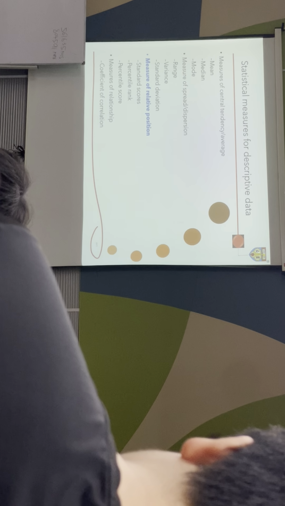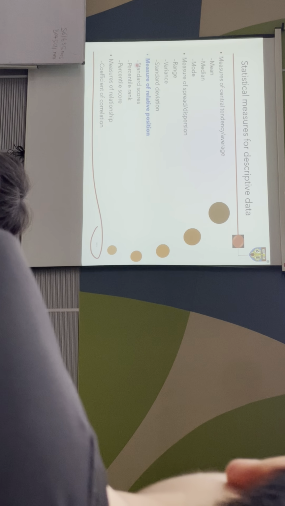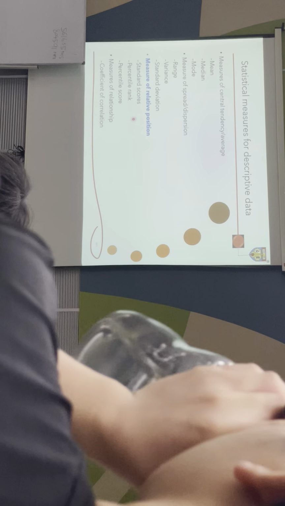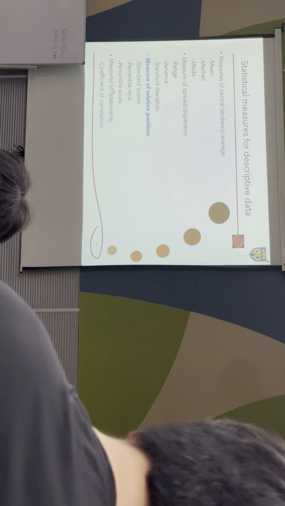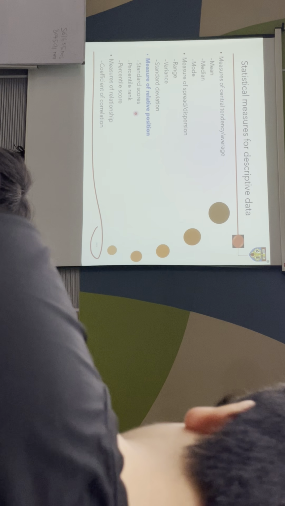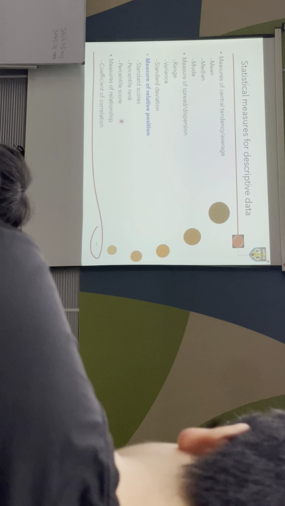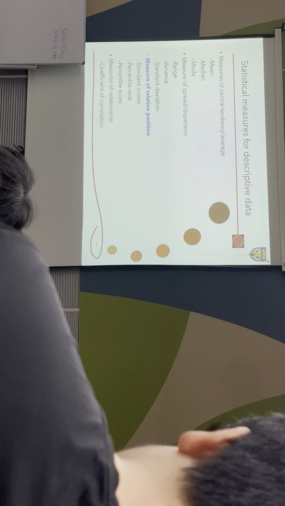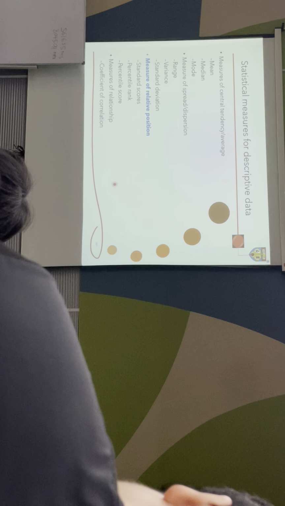Okay, and then next you can measure the relative position. You can use z-score, the standard score, or you can even use percentile range. Also you can use percentile score, like quartile 1, quartile 2 which is the median, and so on.